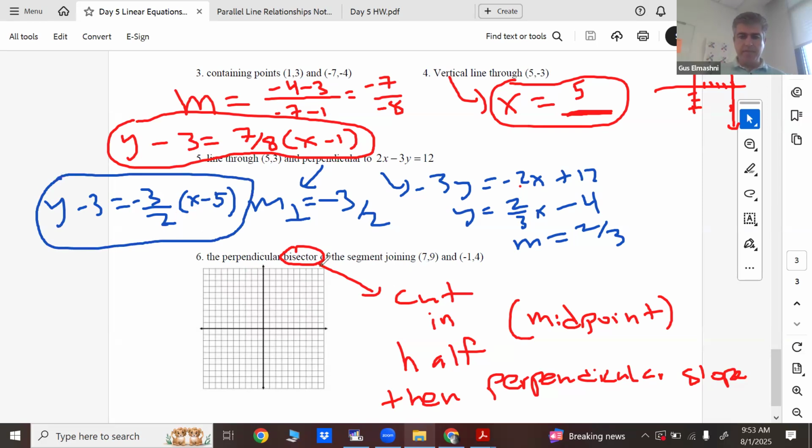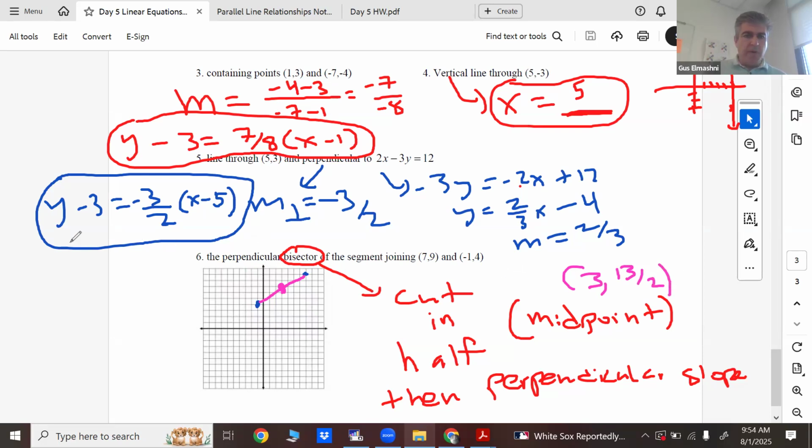And then for this one, 7, 9. 1, 2, 3, 4, 5, 6, 7. 1, 2, 3, 4, 5, 6, 7, 8, 9. Then 1, 4. And halfway between that was 3, 6.5. We'll say 13 halves. Leaves a fraction.